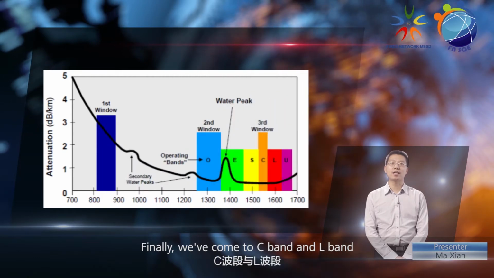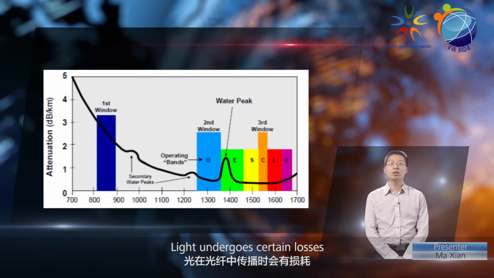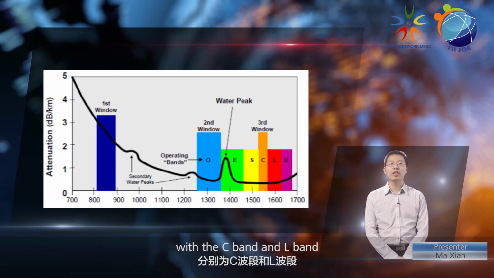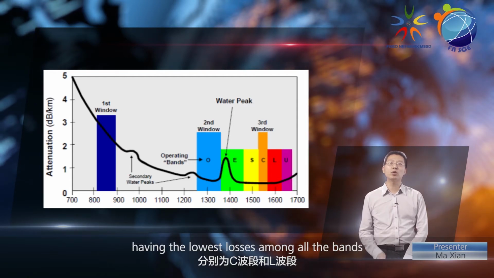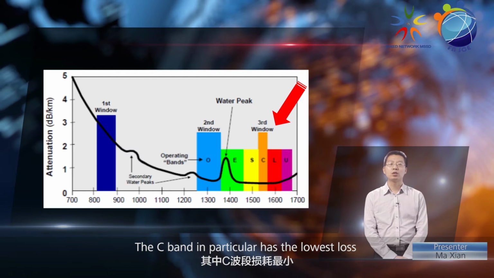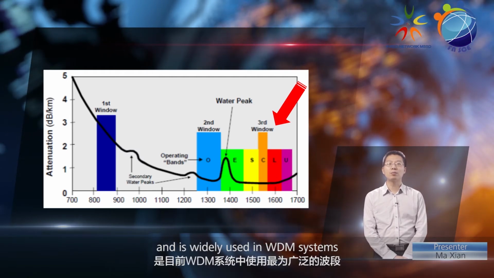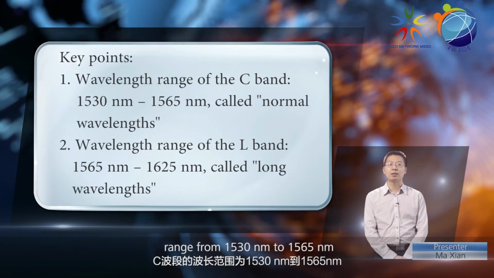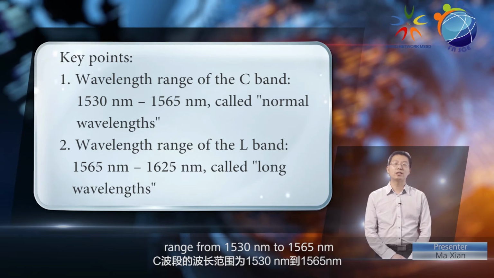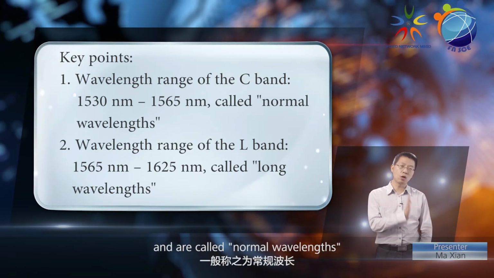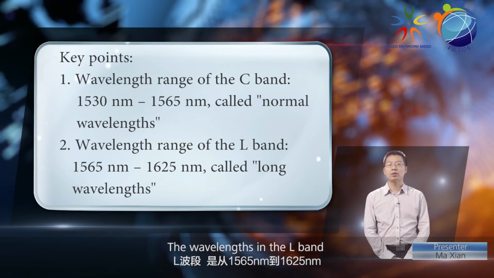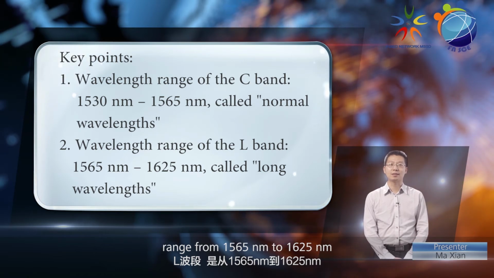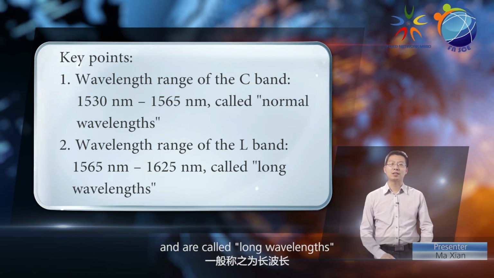Finally, we've come to C-band and L-band. Light undergoes certain losses while traveling through optical fibers. Different bands have different losses, with the C-band and L-band having the lowest losses among all the bands. The C-band in particular has the lowest loss and is widely used in WDM systems. The wavelengths in the C-band range from 1,530 nanometers to 1,565 nanometers and are called normal wavelengths. The wavelengths in the L-band range from 1,565 nanometers to 1,625 nanometers and are called long wavelengths.